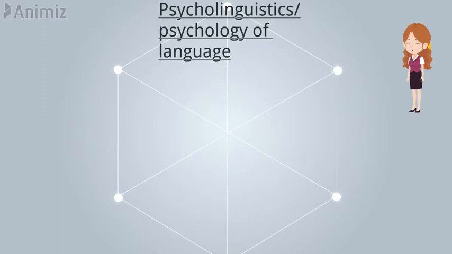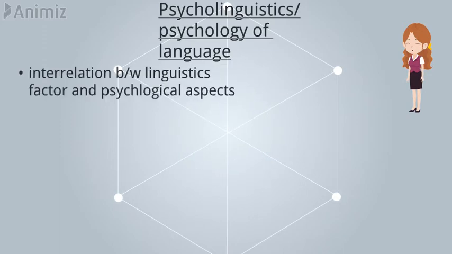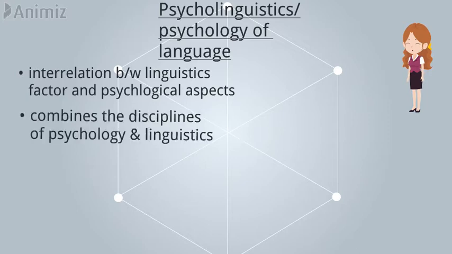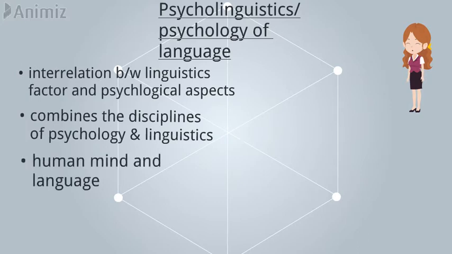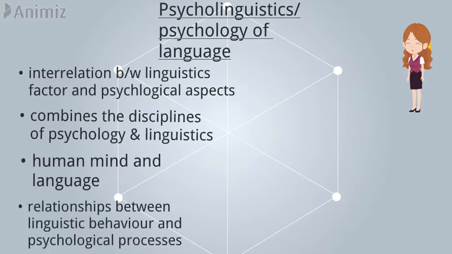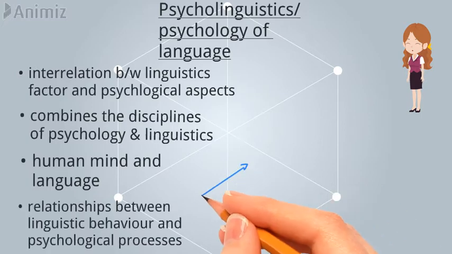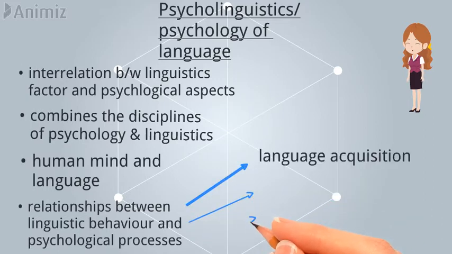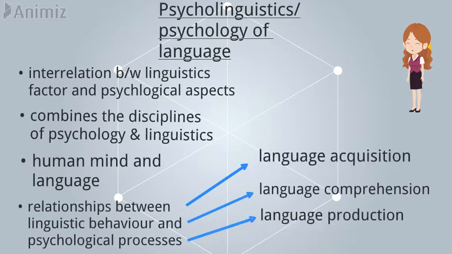Psycholinguistics is the study of the interrelation between linguistic factors and psychological aspects. It is the branch of study which combines the discipline of psychology and linguistics. It is concerned with the relationship between human mind and language, as it examines the processes that occur in the brain while producing and receiving both spoken and written discourse. It is the study of the relationships between linguistic behavior and psychological processes, including the process of language acquisition, language comprehension, and language production.